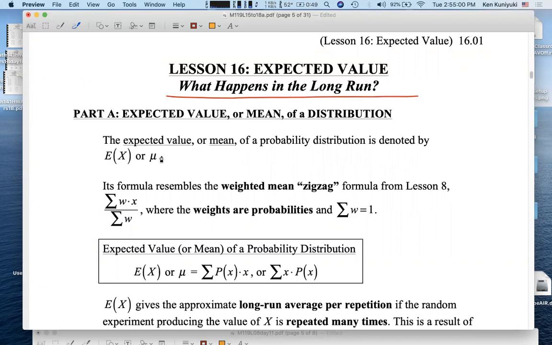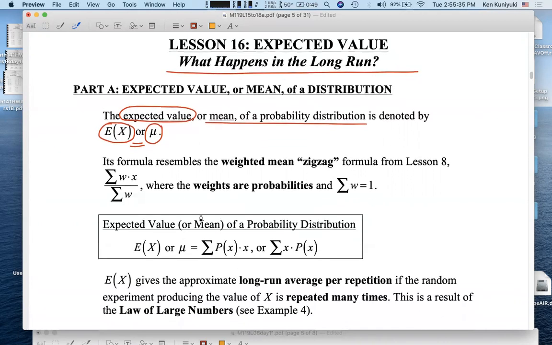So, you may remember this notation here. I hope you do. Mu, this Greek letter, represented population mean. But now we're going to talk about the mean of a probability distribution. This is also called the expected value of a probability distribution, denoted by E of x. E of x equals mu. They're interchangeable. The expected value of a probability distribution is the mean of that distribution.